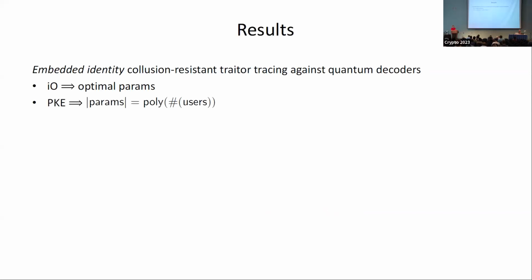Okay, so for results, we apply this to the tracing structure that I described, and we get collusion-resistant traitor tracing that allows you to embed arbitrary identities. Under various assumptions, and depending on which assumption you're willing to make, you get different parameters. Under indistinguishability obfuscation, we're able to get all parameters optimal. Under the assumption of public key encryption, we're able to solve this, but the parameters grow with the number of users.